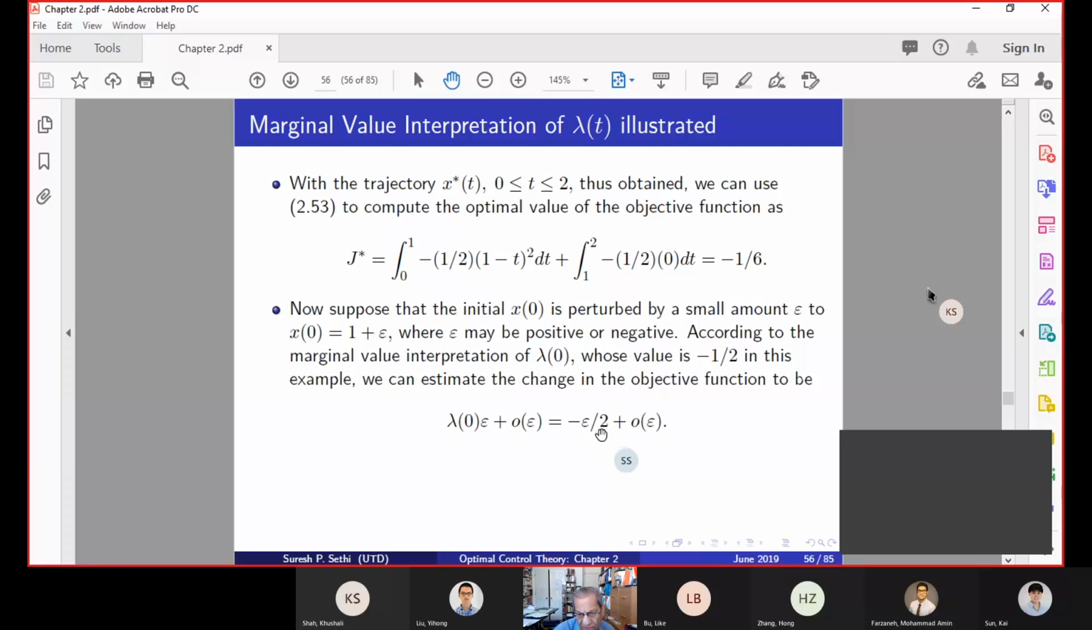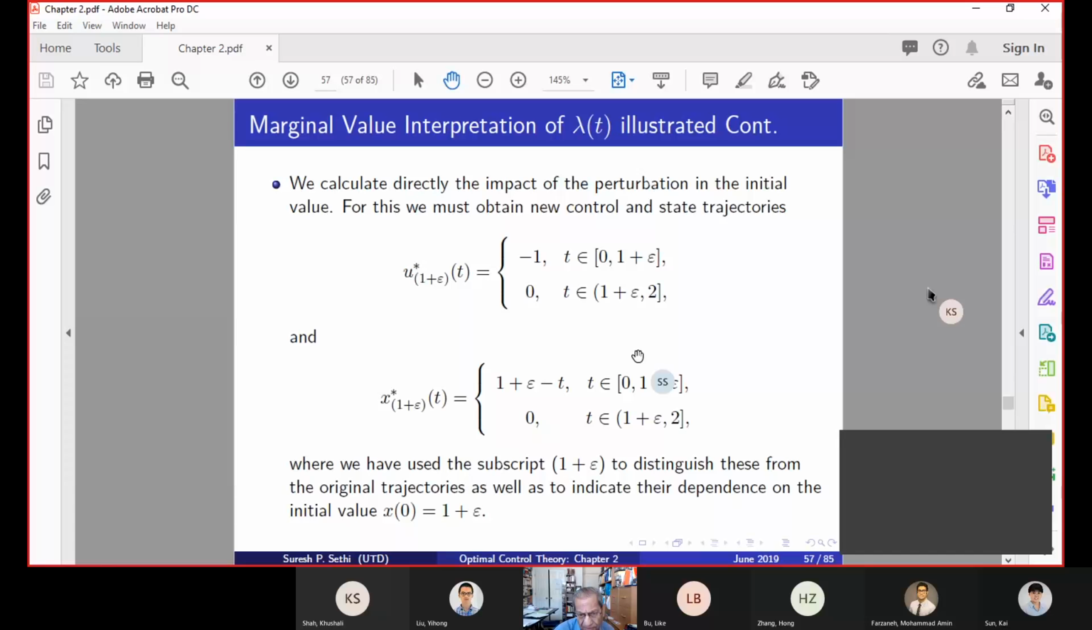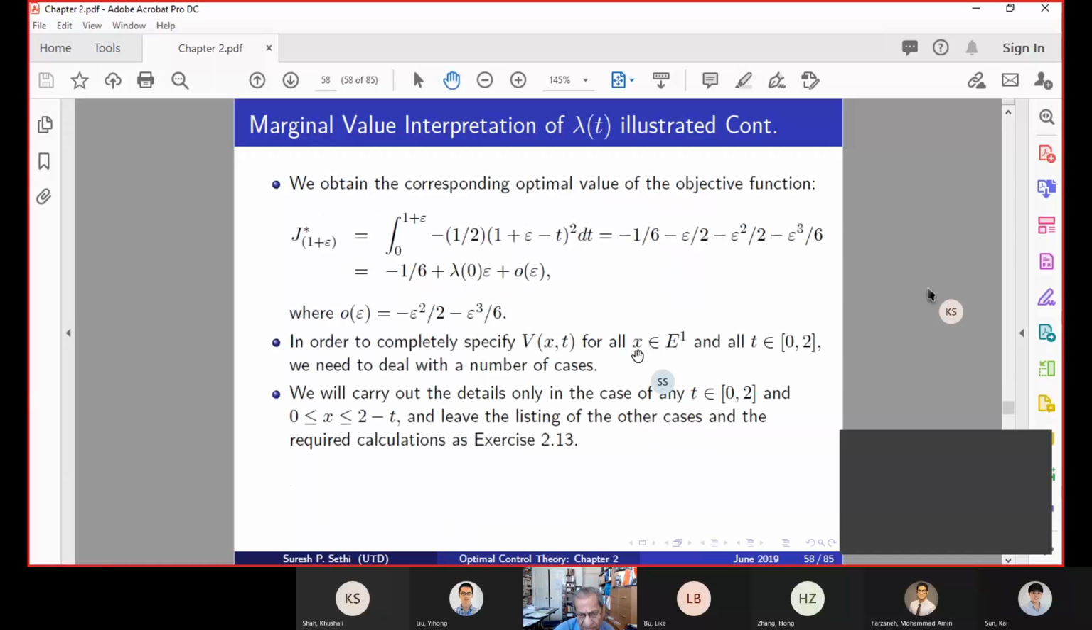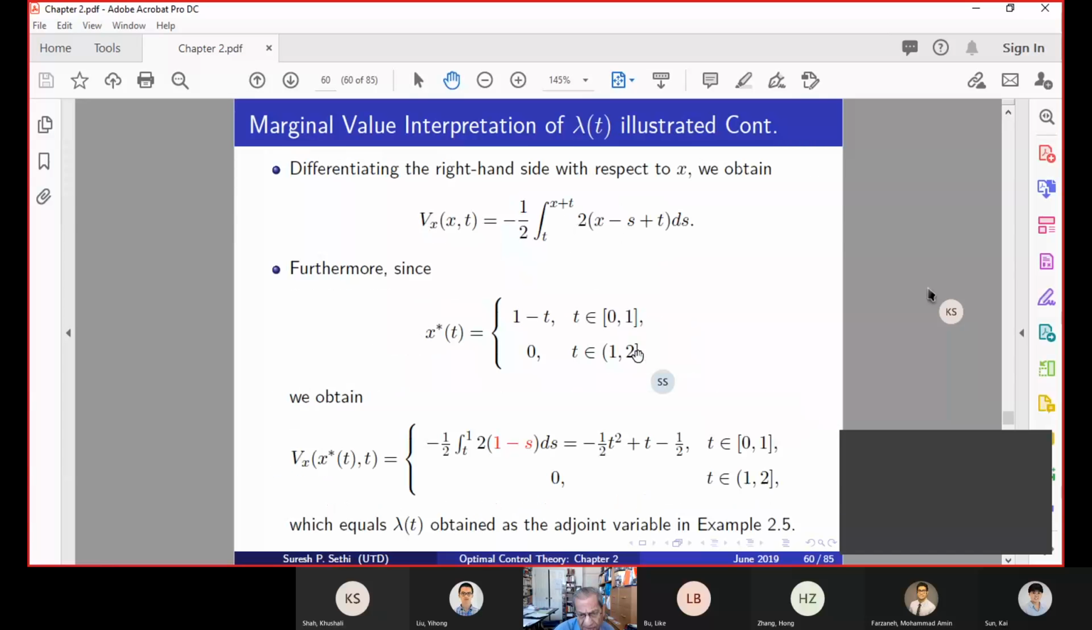So you see this is minus half. Lambda 0 was minus half. If you take the derivative of this, if you set this to be 1 and this to be 0, you put the 0 here, you get the value minus half. So you can see that the lambda 0 is exactly the marginal value v sub x.